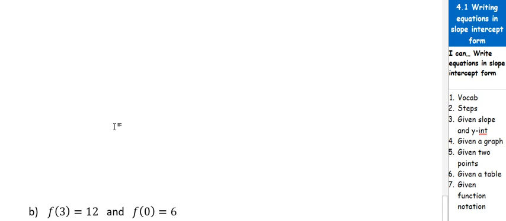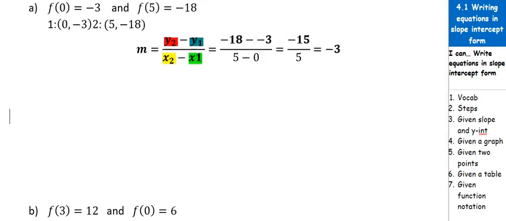Here is another one with function notation that I want you to try on your own. Oh, I'm sorry. I thought I was done with this one. I made a mistake. I'm not finished with this one yet because we need to put it into our equation. I need to find my y-intercept, which means I need to look for when x is 0, which is right here. Then I've got negative 3 as my y-int.